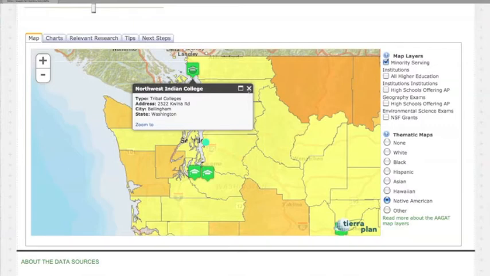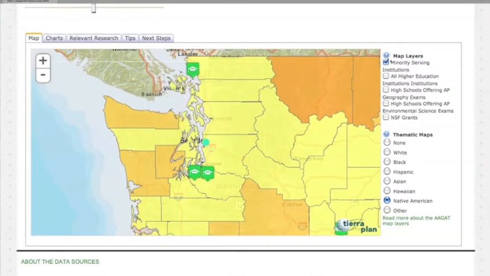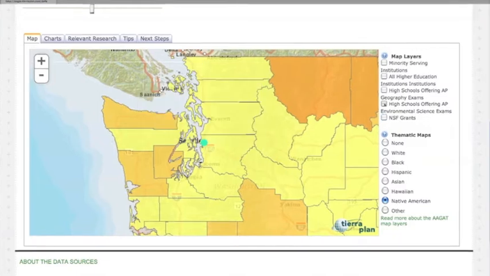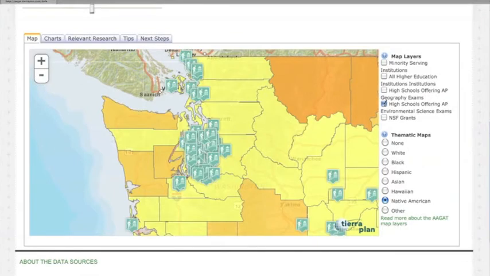Another feature of the toolkit is this layer to find where other programs from NSF might be possible to create some synergistic relationships with. In this case, we can see that the Northwest Indian College has an Opportunity for Enhancing Diversity grant to incorporate traditional ecological knowledge of marine geosciences into Native Environmental Science program for Native Americans. And another layer shows which high schools offer AP Environmental Science exams.